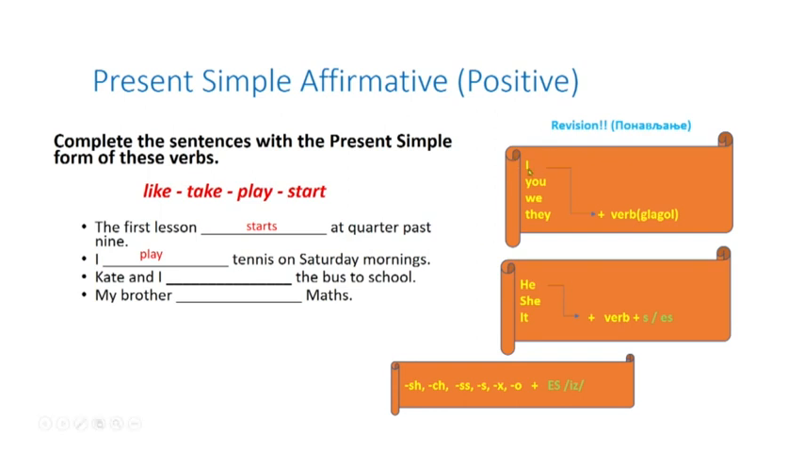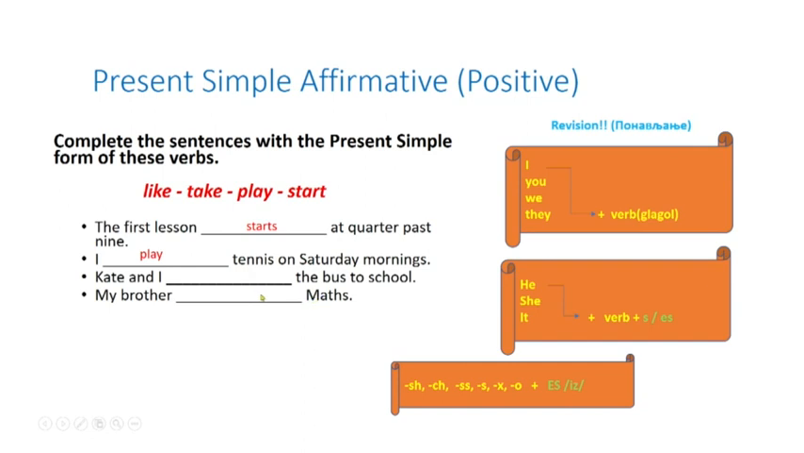For I, we use just the verb, no s or es. Znači ovdje ne dodajemo nikakav nastavak jer za I ide samo glagol. Kate and I take the bus to school. We say take the bus, ići autobusom.